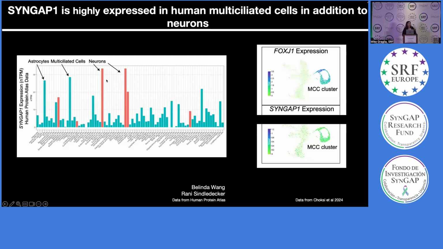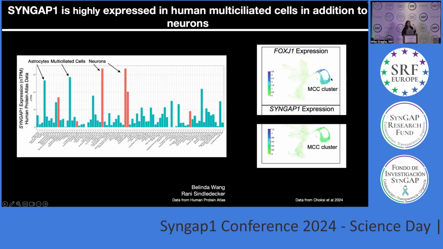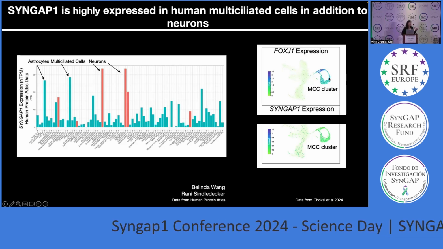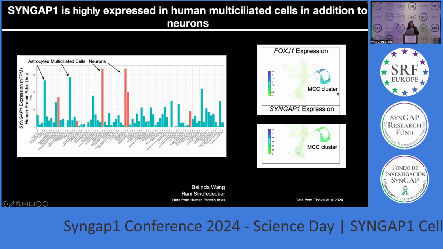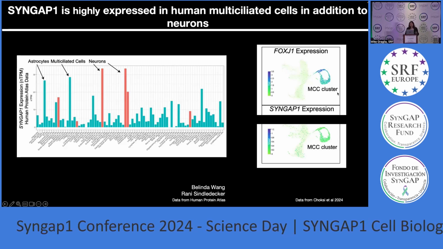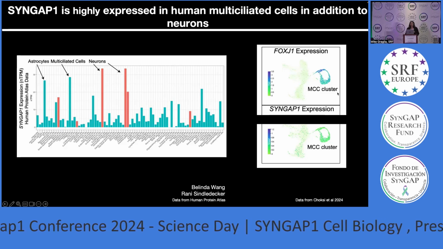So here you have all the different neuronal subtypes in a human transcriptomic data set in red, and then you have multiciliated cells in blue, and you can see that expression of SYNGAP1 in multiciliated cells is actually quite high in humans. And furthermore, we looked at recently published single-cell sequencing data from the developing mouse airway and find that SYNGAP1 is actually specific to the multiciliated cell lineage. And so the multiciliated cell lineage is actually denoted by FOXJ1 expression. So SYNGAP1 is on the cilium and it's highly expressed in human ciliated cells, but is it actually functional there?